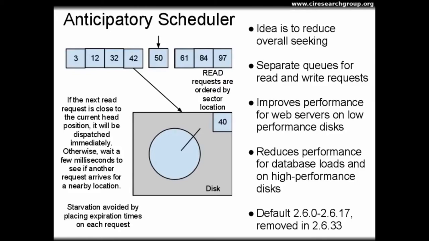And starvation was avoided in this algorithm by placing expiration times on each request and adding preemption, so that if a request was waiting too long, it would go ahead and be serviced regardless of its location. The idea here was to reduce overall seeking. There was a separate queue for write requests because write requests could be performed asynchronously. We did not have to wait on those requests to be completed before a process could continue doing useful work.